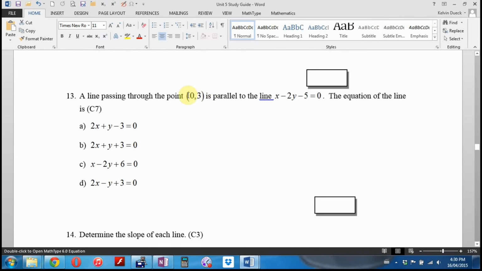The line passing through the point is parallel to the equation. Oh, they want me to find the equation of the line. I ask myself 2 questions. Now, they didn't tell me the slope, but what's the magic word that they used here? It's going to have the same slope as this bad boy. How can I find the slope of this bad boy? Get the y by itself. Do I know the slope? I will. Did they give me a point? Yep. Slope-point form.